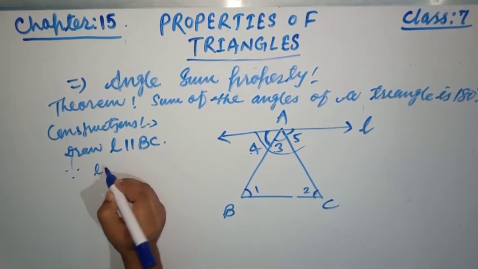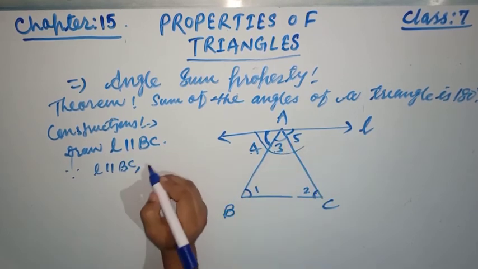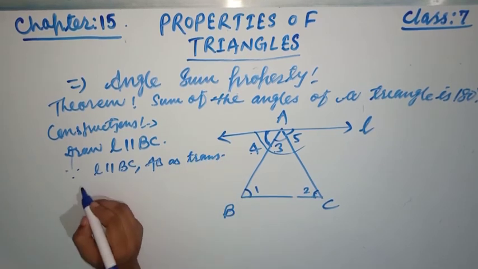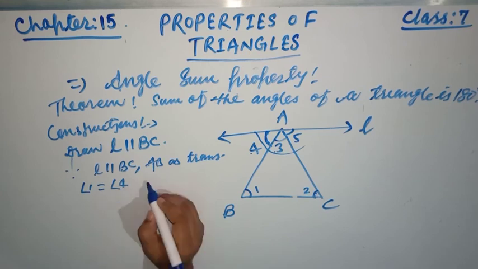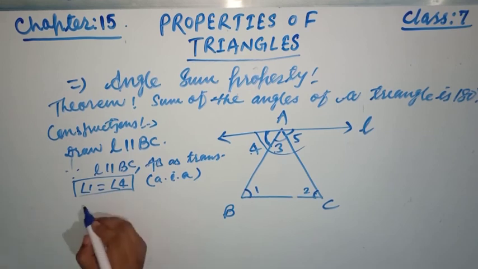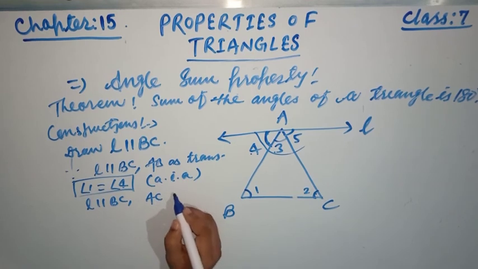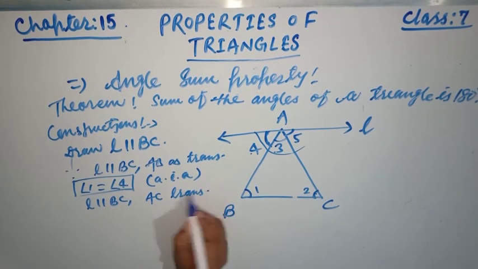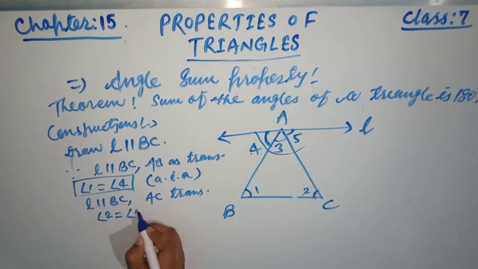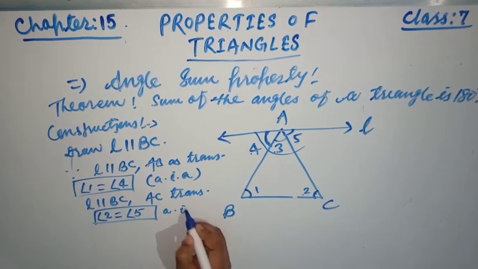since L is parallel to BC, and we take AB as transversal, angle 1 is equal to angle 4, alternate interior angles. Okay, this is the first point. Similarly, L is parallel to BC, and we take AC as transversal, then angle 2 is equal to angle 5. So this is the second point, friends, because they are alternate interior angles.